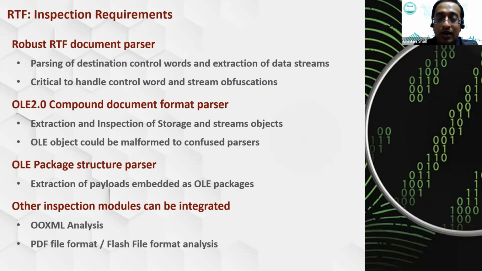So for instance, if there is an OOXML file embedded, we could have an OOXML analyzer which can inspect the file. We could have a PDF analyzer plugged into this RTF inspection module, which can inspect PDF documents, or similarly for Flash files. So any other file format analyzers can be plugged into this, which can help us identify, extract, and send data to the relevant file format analyzers.